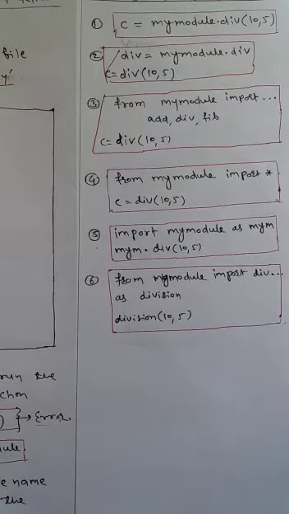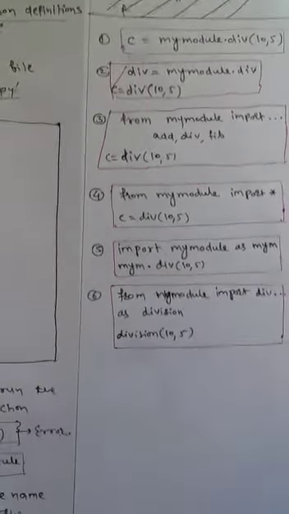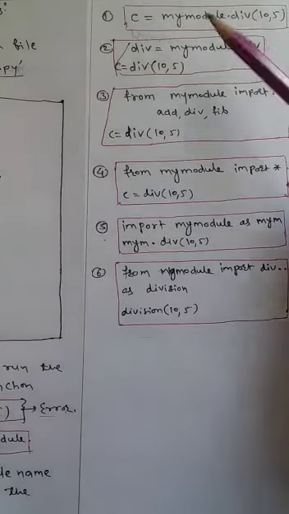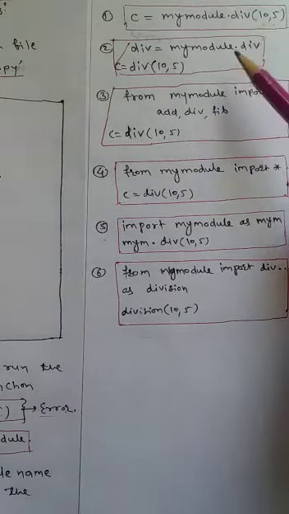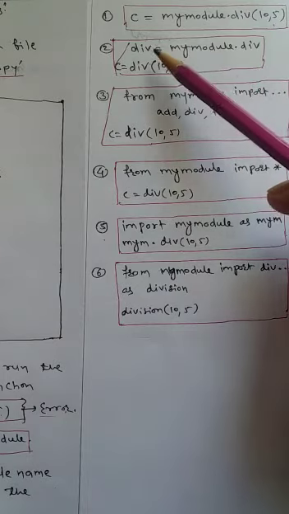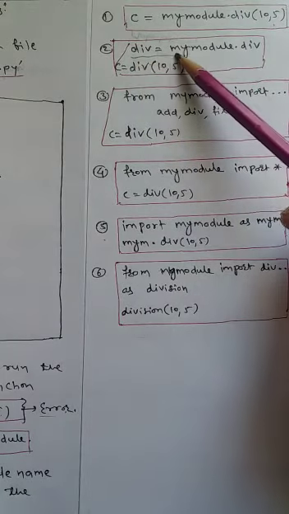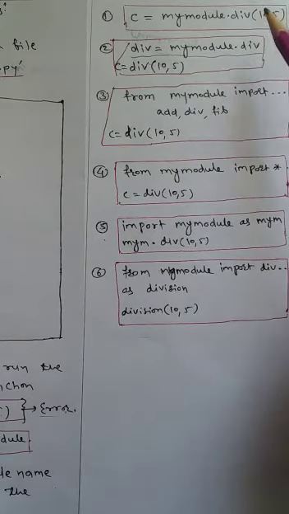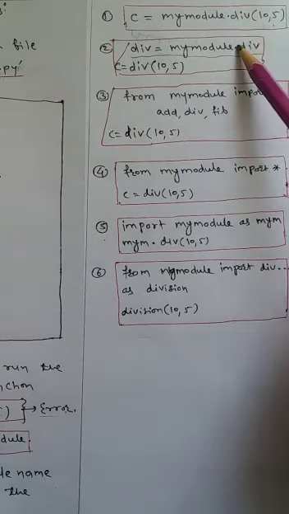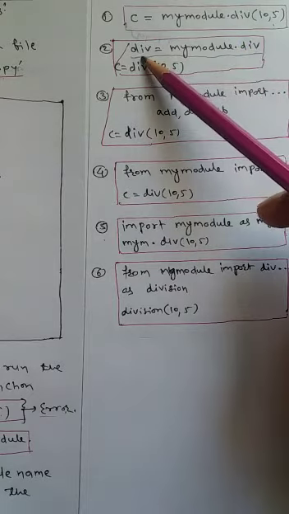Now we'll see some more examples. I have written them one by one. The first one is the same as we just discussed: c is equal to mymodule.div(10, 5). Now look at the second one. Here we are writing div is equal to mymodule.div. We take the division function and assign it to a variable div.